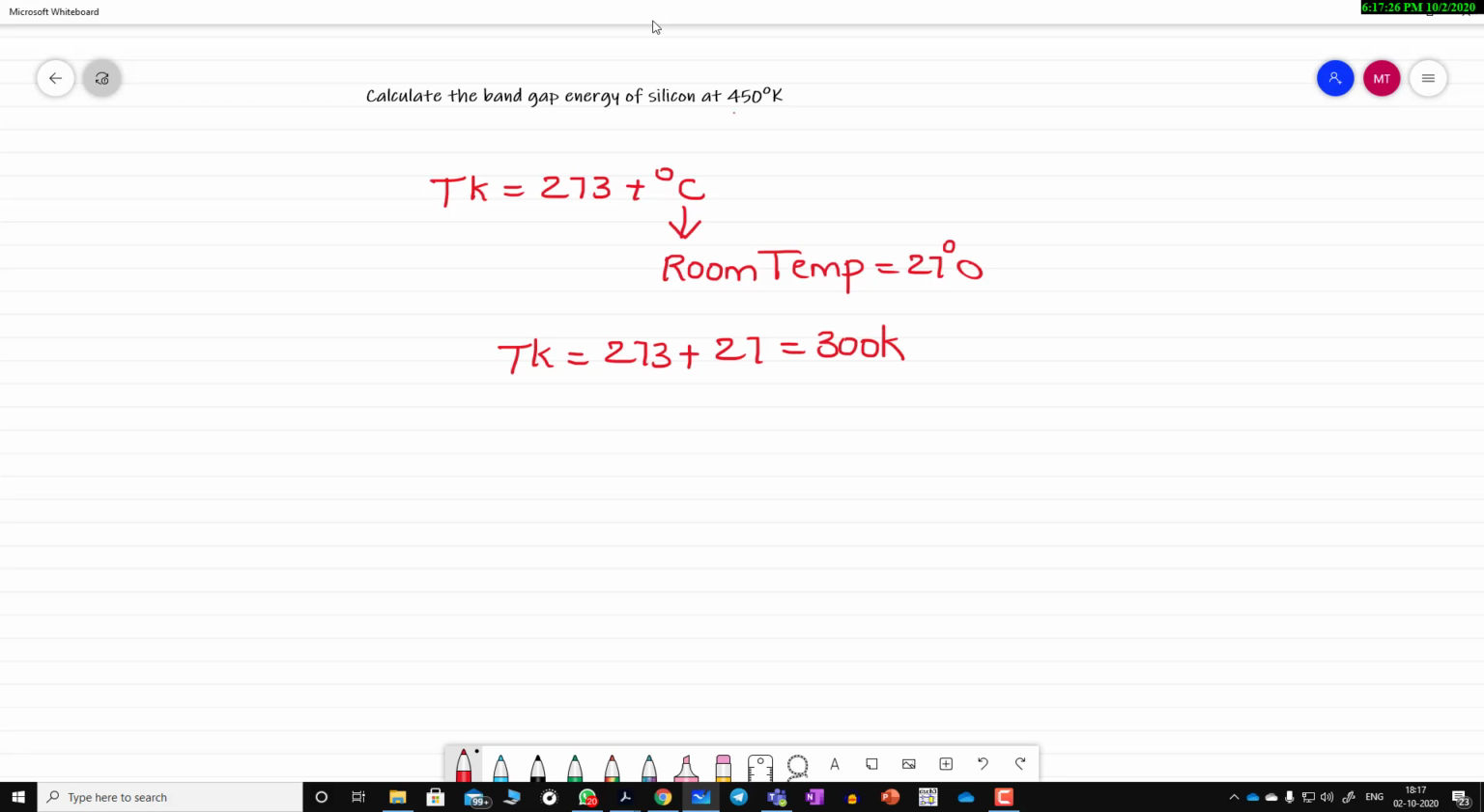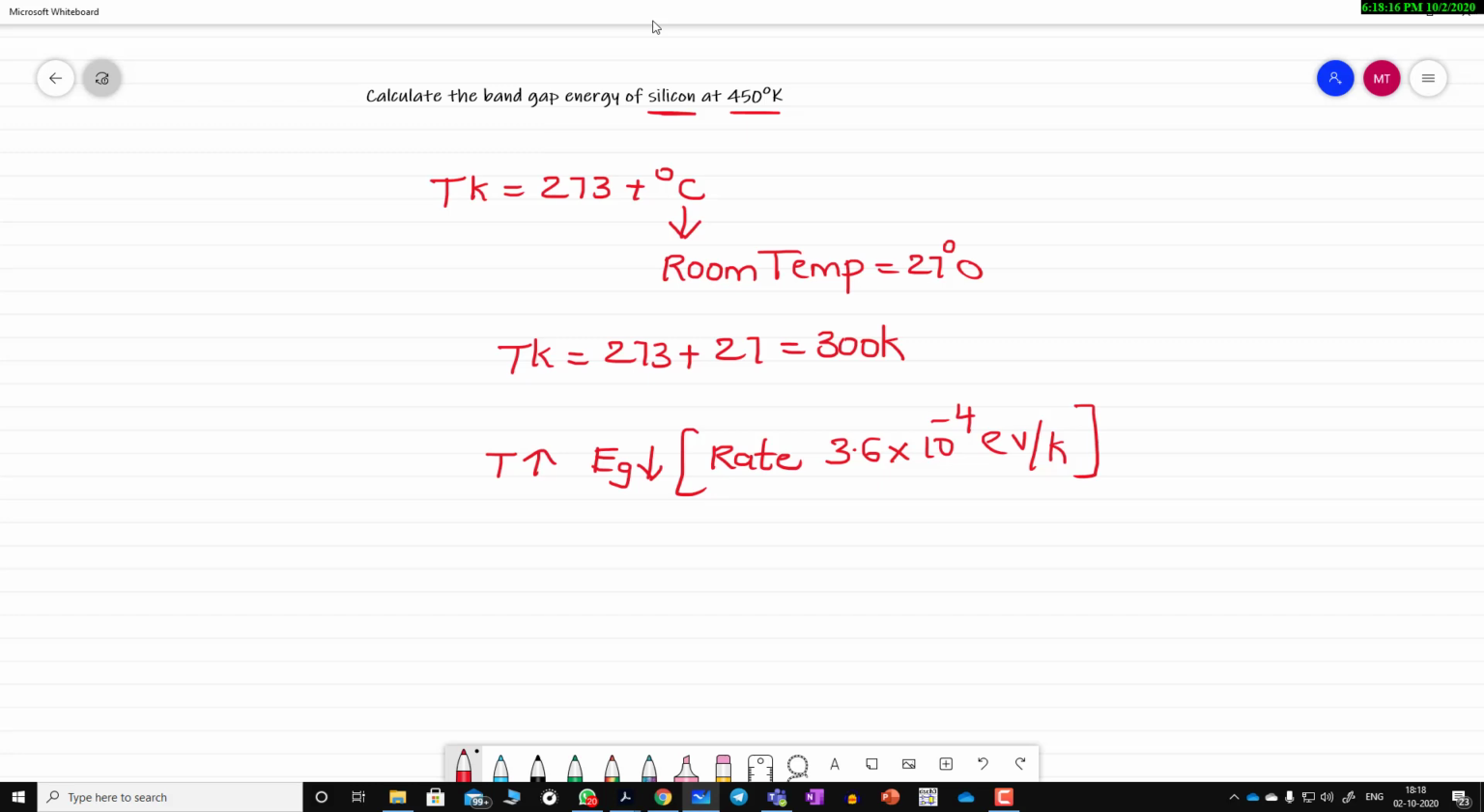Now our question is we need to find the energy band gap at 450 degree Kelvin. What we know is, if temperature increases, energy band gap decreases. So there will be a certain rate at which it has to decrease. Here in the given question it is mentioned that it is silicon. For silicon the rate will be in the range of 3.6 into 10 power minus 4 electron volt per Kelvin. This is the rate at which it decreases as temperature increases.